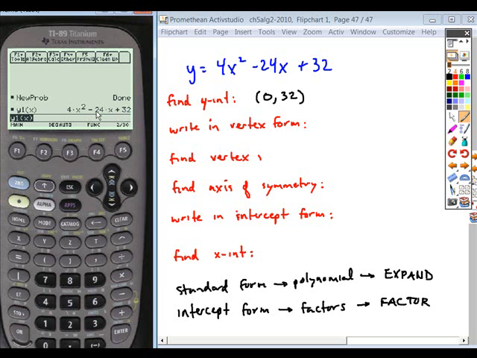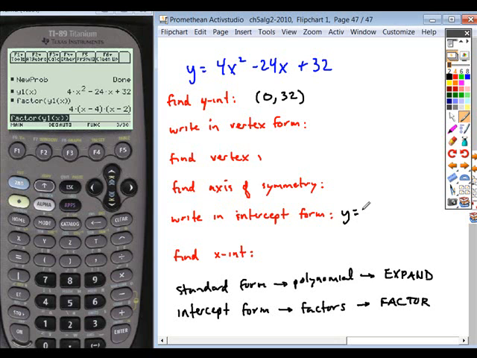Now, let me show you why this might be useful. In order to find the intercept form, we basically are looking to factor this. So if I choose factor under the algebra tab, and then I just type in y1 of x, the function notation, and I hit enter, it's going to give me the factored form of this equation. So my factored form, right in intercept form, is going to be y equals, and I can just copy what I have, 4 times x minus 4 times x minus 2.